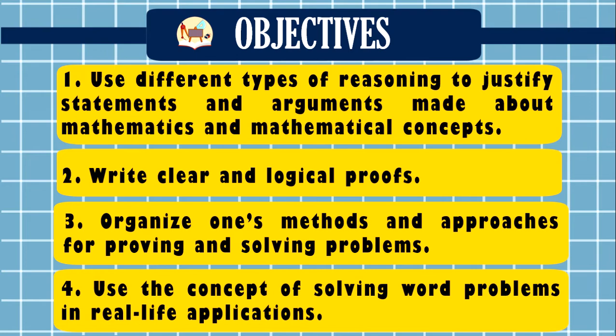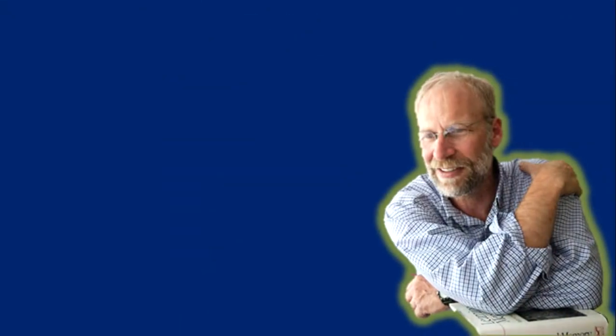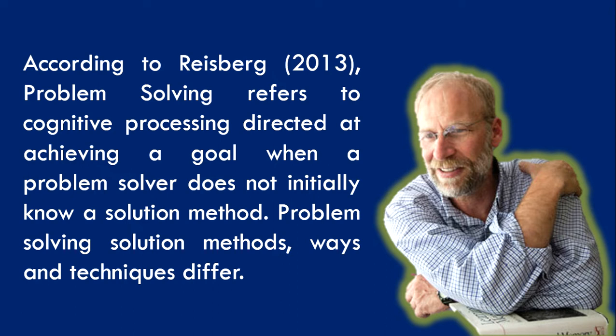When it comes to problem solving, we can define it as stated by Risberg that problem solving refers to cognitive processing directed at achieving a goal when a problem solver does not initially know a solution method. Problem solving solution methods, ways, and techniques might differ. There are times that your way on how to solve a certain problem is different from others, but at the end, we'll come up with the same answer.